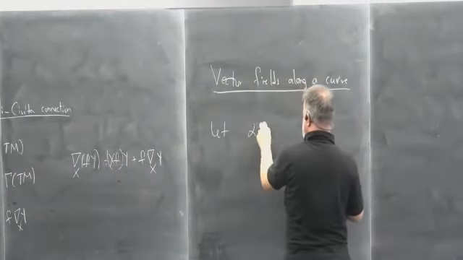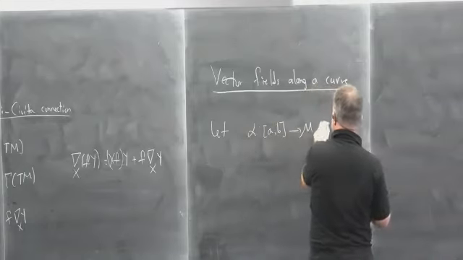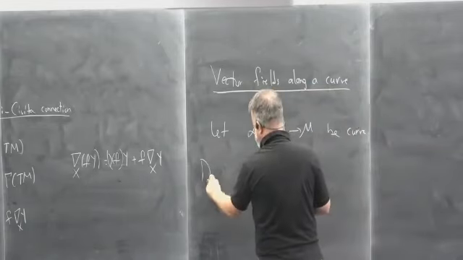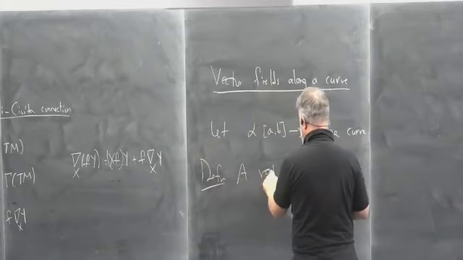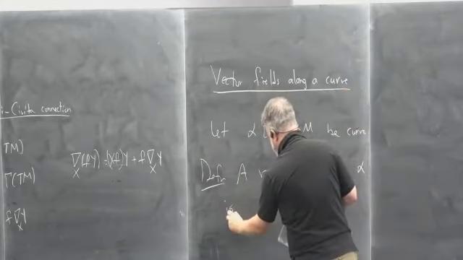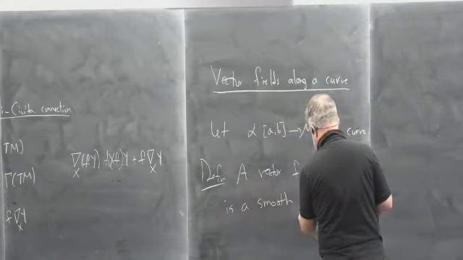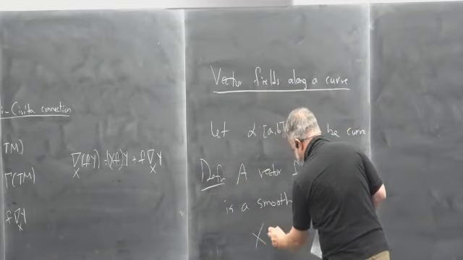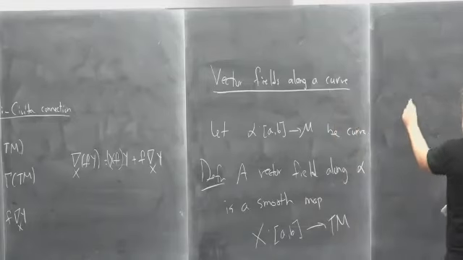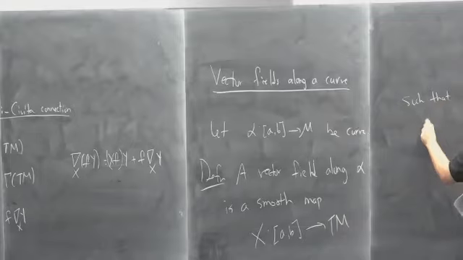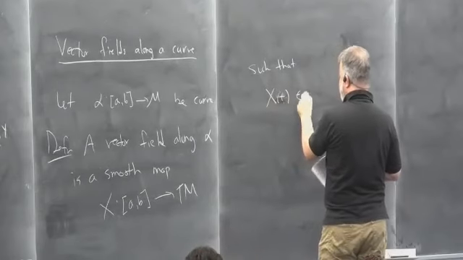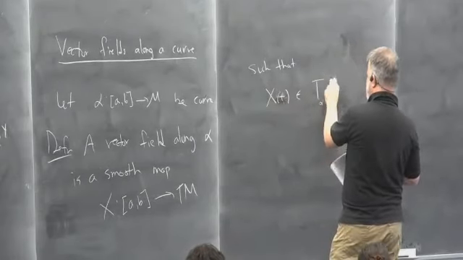So let alpha from a, b to M be a smooth curve. I'm not going to always write the word smooth, but it's always smooth. Definition: a vector field along alpha is a smooth map, let's say X, from the domain of this curve into the tangent bundle, such that X of t is in the tangent space at alpha of t of M for all t.